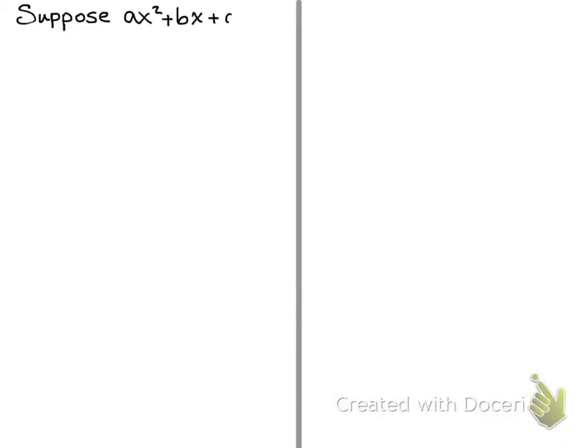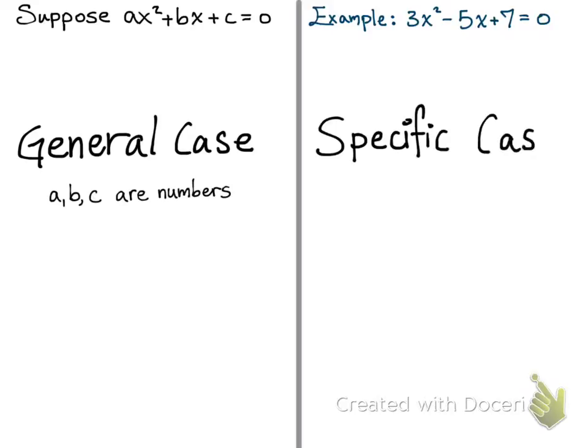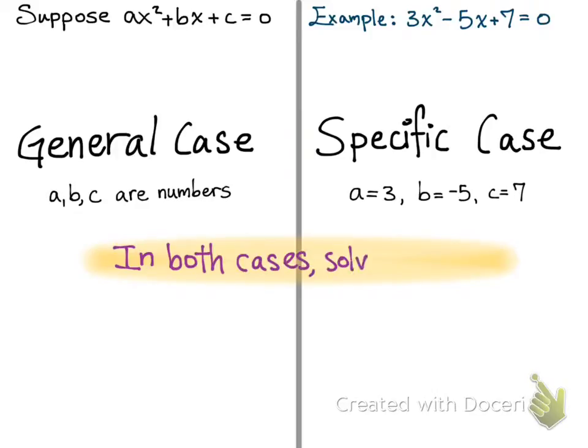To start, we suppose that ax squared plus bx plus c equals 0. Or for example, we'll let 3x squared minus 5x plus 7 equals 0. You can see on the left we have the general case, and on the right we have a specific case. In both cases, we're going to solve for x. So I'm going to be doing both of these cases together, starting with the specific case and then using that to help understand what's going on in the general case.